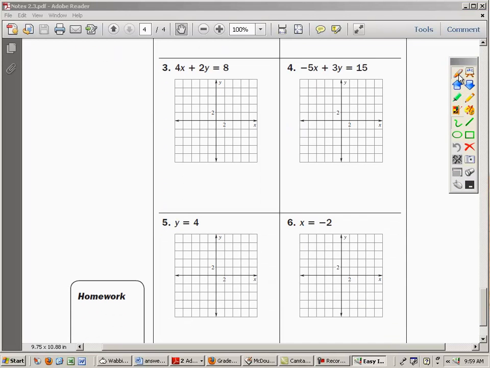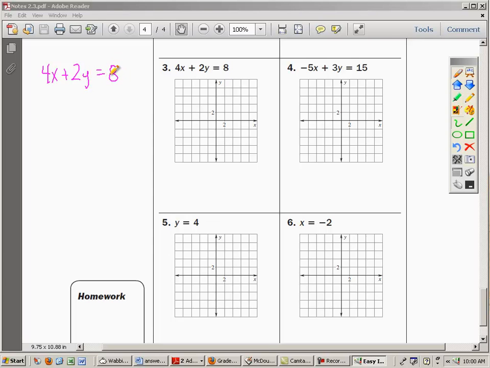The next 2 examples are not written in slope-intercept form. They do not say y equals mx plus b. So you can't simply say the number before x is the slope. That doesn't work in this example. All right? Because these are in standard form, we're going to go ahead and graph these by using the intercepts.